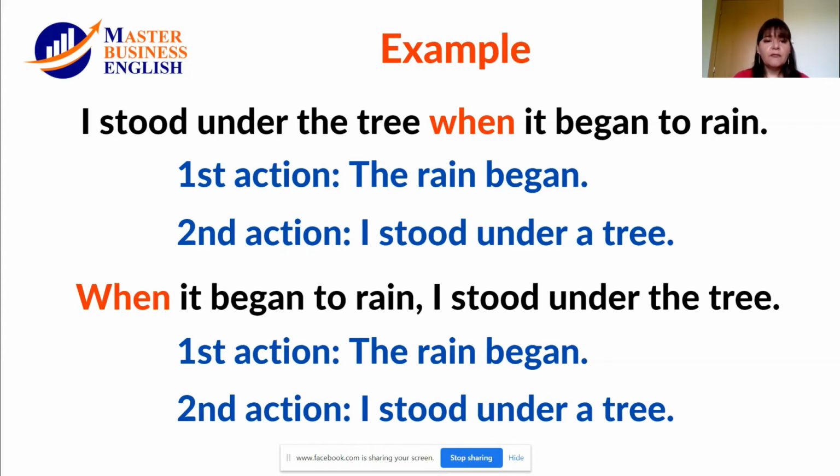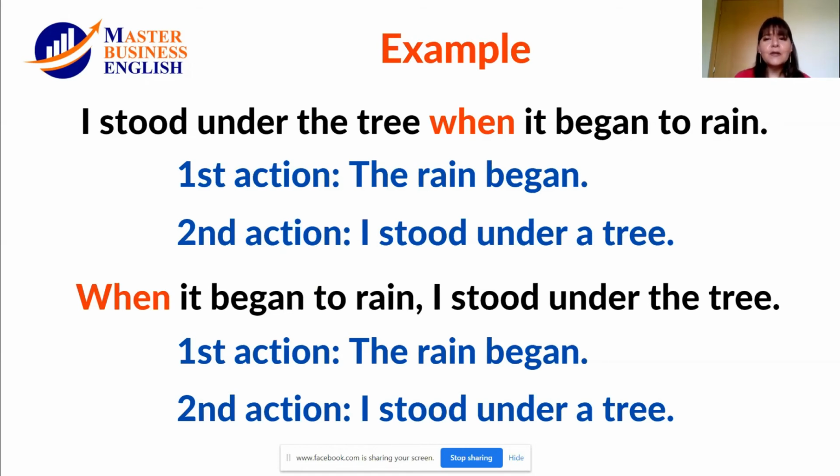Good. So here it always respects the rule. The first action is the rain began, and the second action is I stood under a tree. So the rain began, next to the when clause, comma, and then the second action, I stood under the tree. So we can say, when it began to rain, I stood under the tree. Yes? Great. So, in general, just to answer some of your questions that I see, we can use when in the middle of the sentence, or we can use when at the beginning of a sentence. But if we are using when at the beginning of the sentence, please don't forget the comma in the middle.